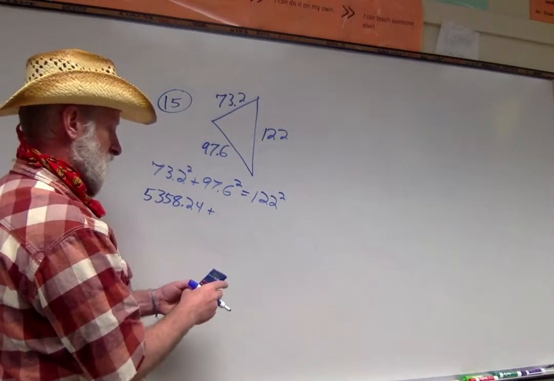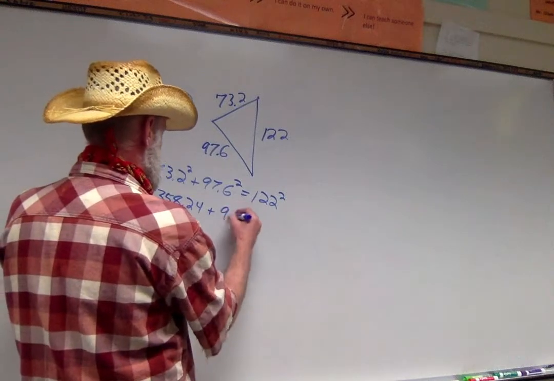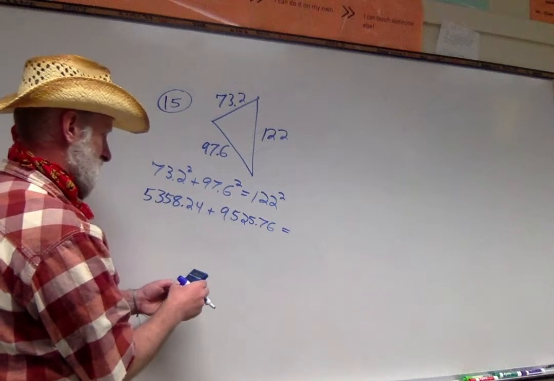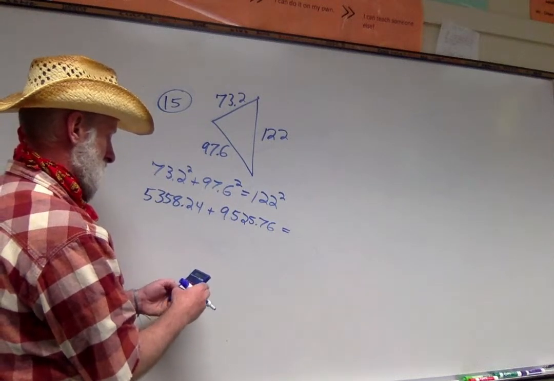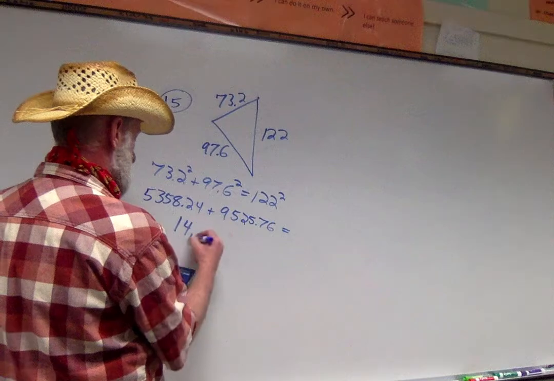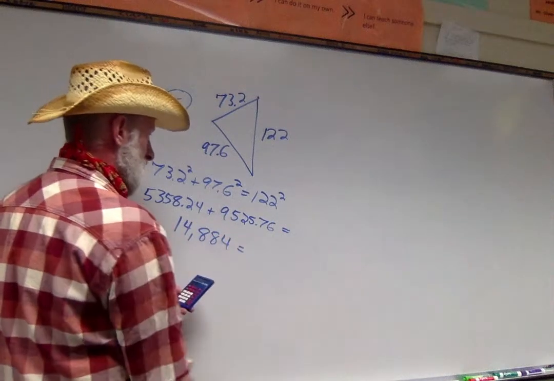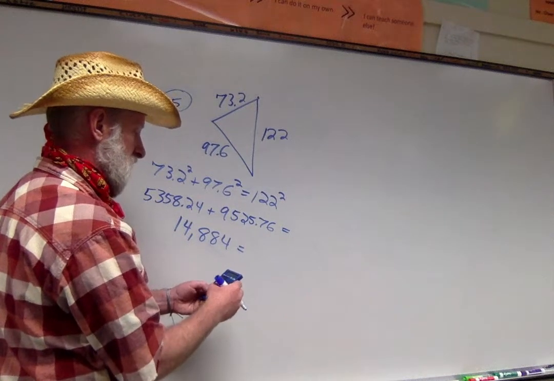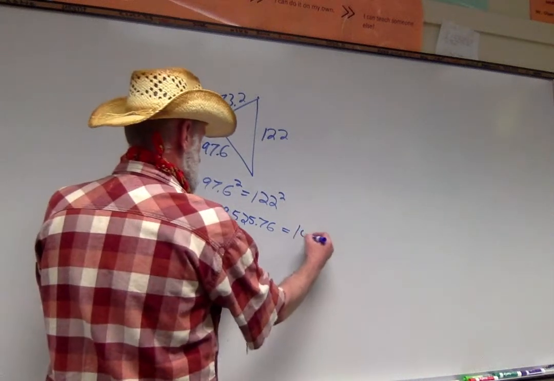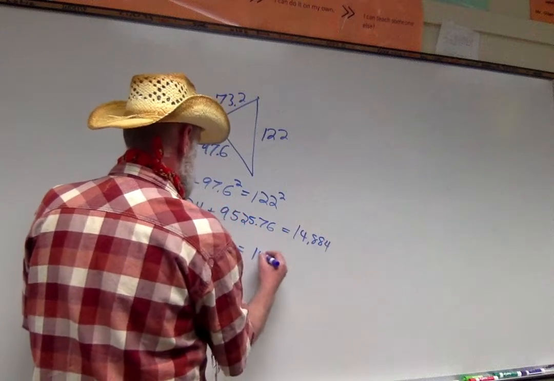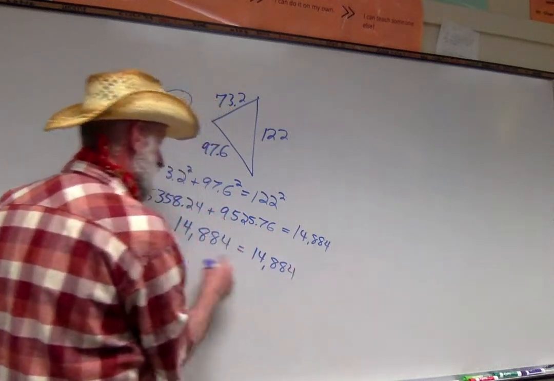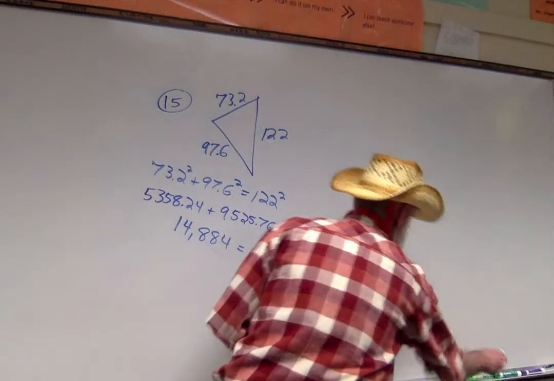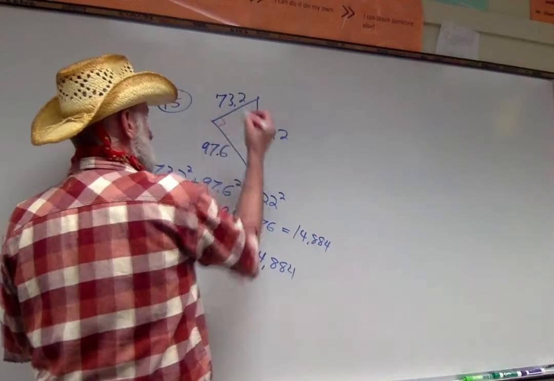97.6 times 97.6 is equal to 9,525.76. When I add these two together, I get 14,884. So now the question is, what is 122 squared? 122 times 122 is 14,884. Is 14,884 equal to 14,884? Yahoo! Yes, it is. That means for sure this here is a right triangle.